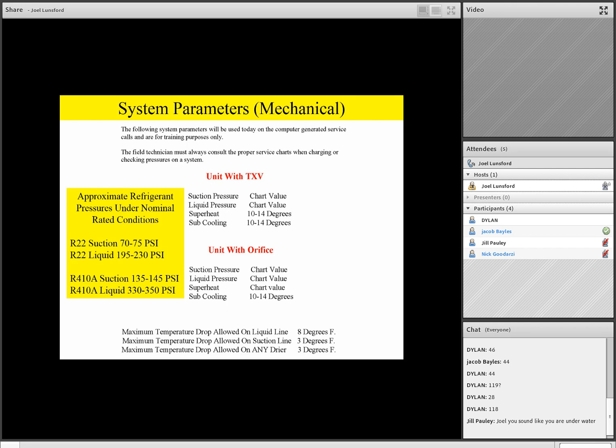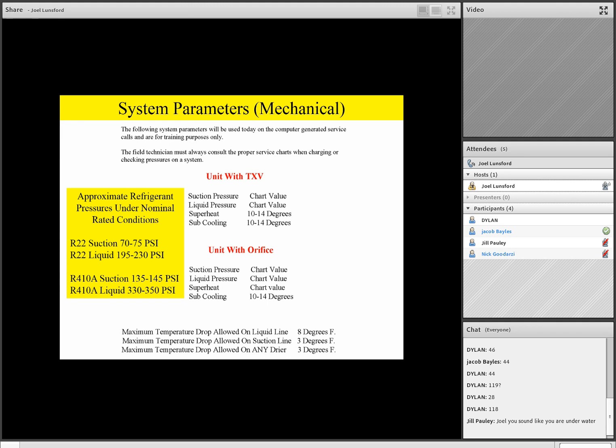The maximum temperature drop we're going to allow on a suction line from the evaporator to the compressor is 3 degrees Fahrenheit. The reason that's such a different number than the liquid line is because that's the real big line that's well insulated, so you shouldn't have any temperature drop across there at all, but we will allow up to a 3 degree difference. And by the way, this is very much industry standard for diagnostics.